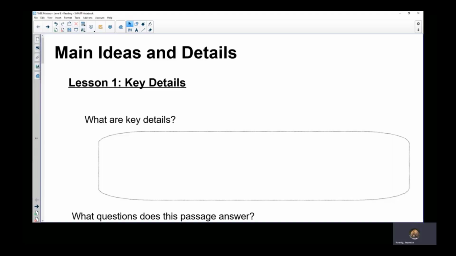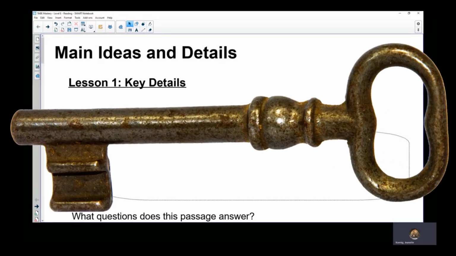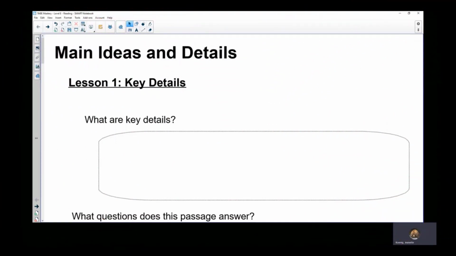So the first question is, what are key details? Some smart aleck just a little while ago said key details are things like, is it gray or is it iron or steel? And no, I don't mean that. What are some key details? What does that mean to you?